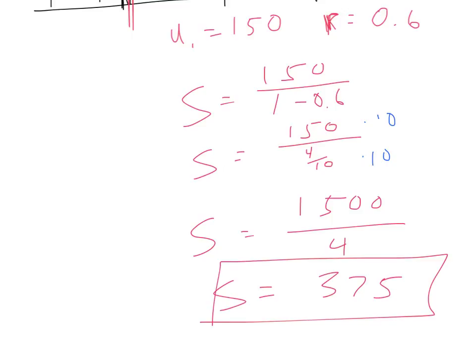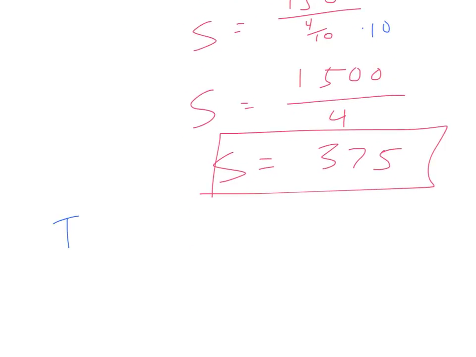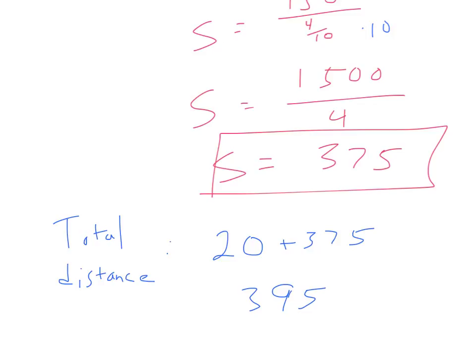But then we had that initial 20-foot throw that happened, right? So what we have is our total distance, which is the 20-foot height plus the 375 feet worth of bounce that happened. So the total distance here, 395. And that's how we do the bouncing ball problem.